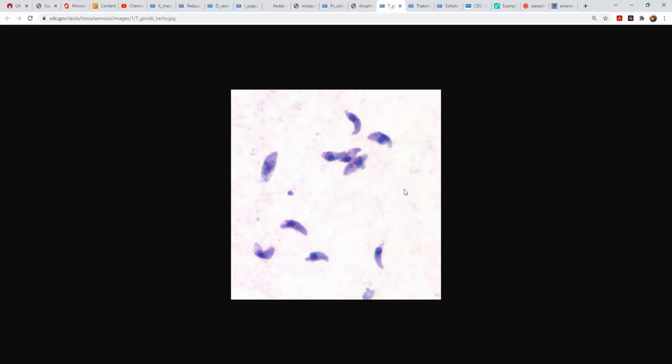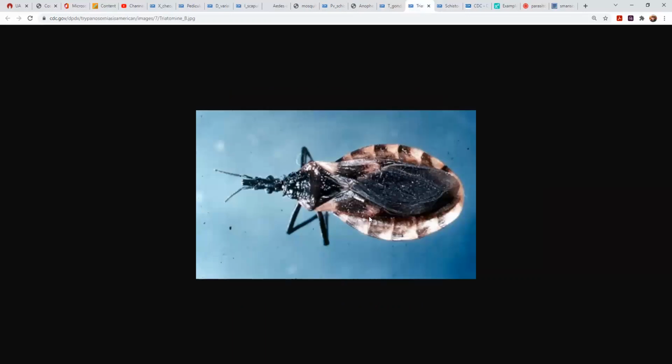Now we'll look at the assassin bug, or the triatomid bug. This is the vector of Trypanosoma cruzi. In the Lab 25 video, we'll see a blood smear of Trypanosoma brucei, which is very closely related to Trypanosoma cruzi. Trypanosoma cruzi causes Chagas disease, and its vector is this assassin bug or triatomid bug, or sometimes called a kissing bug because it likes to bite on the face.